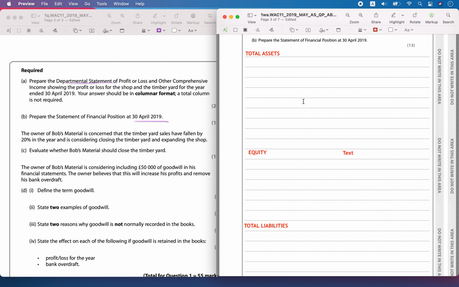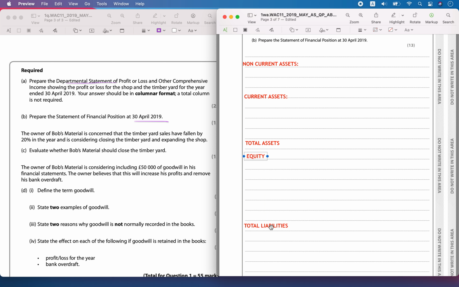Now what are the two types of assets? You have the non-current assets and current assets. So you will calculate them, and finally you will calculate the total assets. Non-current assets plus current assets gives you the total assets.